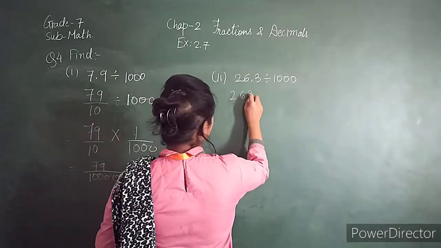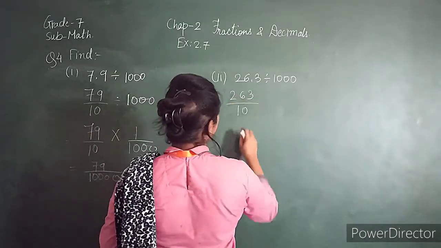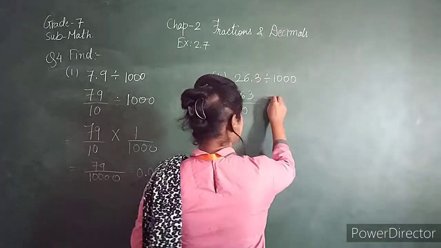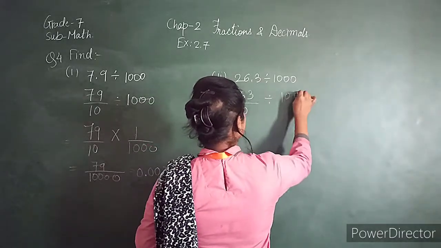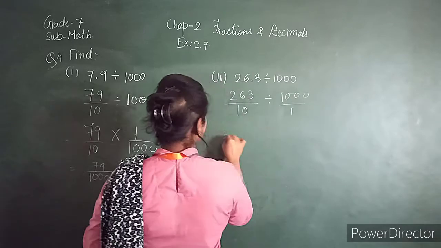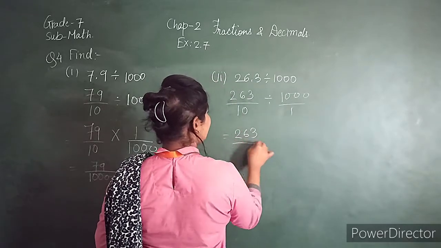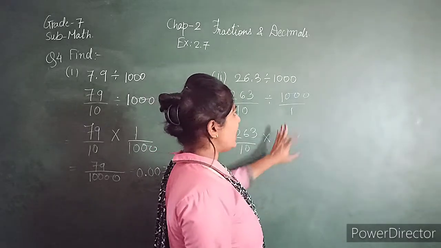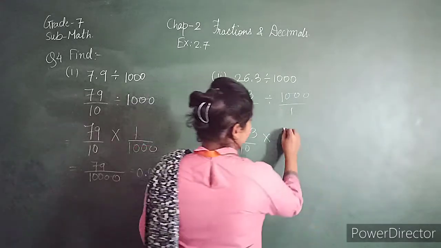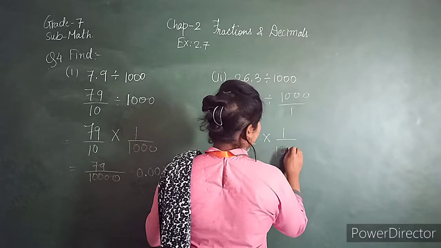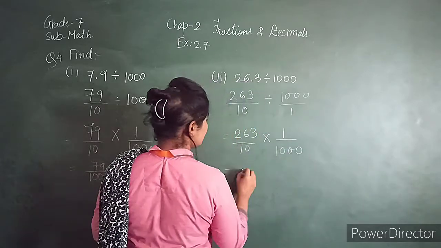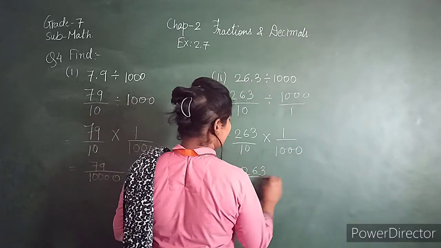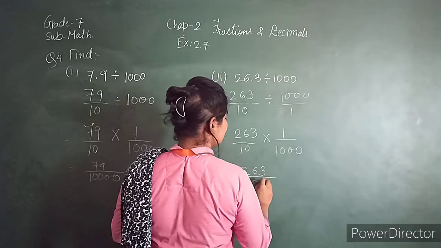Next, 26.3 divided by 1000. So here if I remove this point, I have to put 10 in the denominator. Then divide by 1000 upon 1. Now 263 upon 10. If I change this sign into multiplication, I have to write this into its reciprocal. So it is 1 upon 1000. So 263 upon 10 into 1000, it is 10,000.